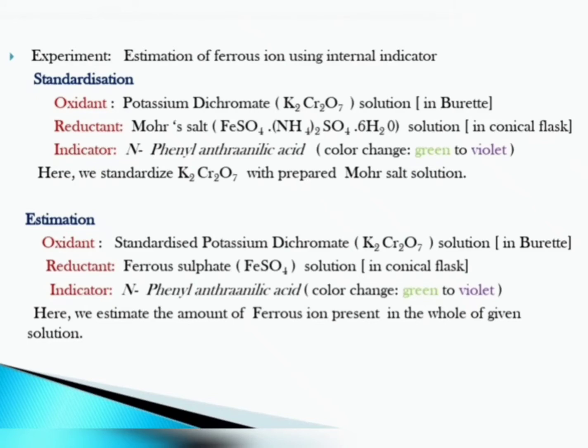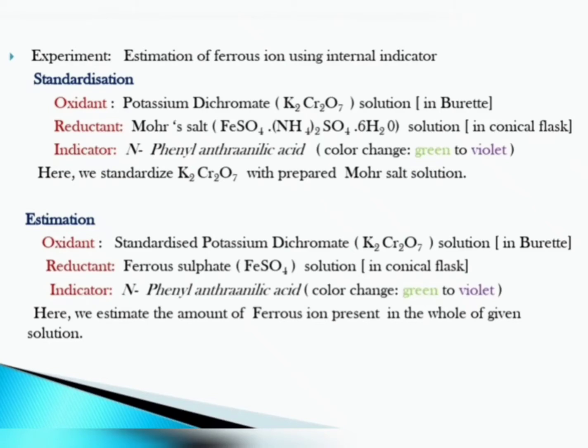We are provided with approximately 0.1 normal potassium dichromate solution whose accurate normality is unknown to us. To know its accurate normality, we are standardizing it by titrating against the standard Mohr's salt solution we had prepared, adding N-phenylanthranilic acid as an indicator, which undergoes color change from green to violet red.